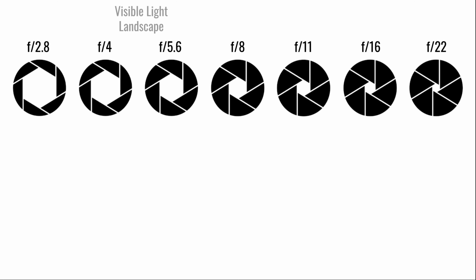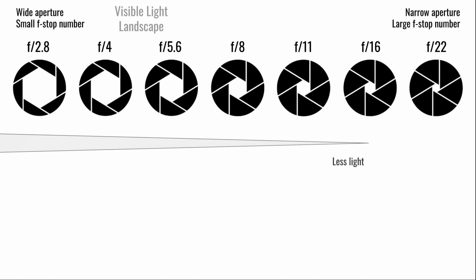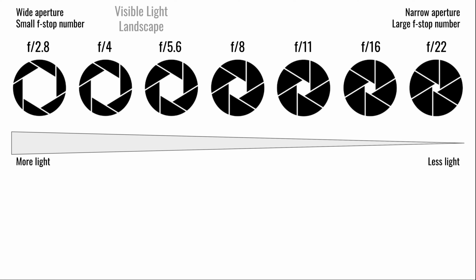So as a landscape photographer shooting in visible light, I needed to understand how the aperture worked. There's a couple basics that we need to cover about the aperture. First of all, the wide apertures have smaller f-stop numbers. Then at the other end of the scale, we have narrow apertures that have large f-stop numbers. When your aperture is wider, at a smaller number, it's letting in more light. When it is narrower, at a larger f-stop number, it is letting in less light.